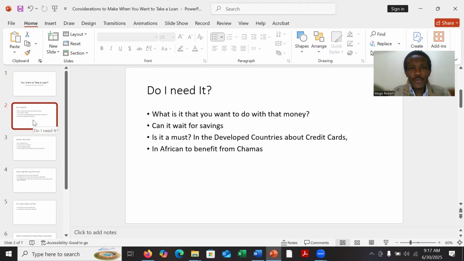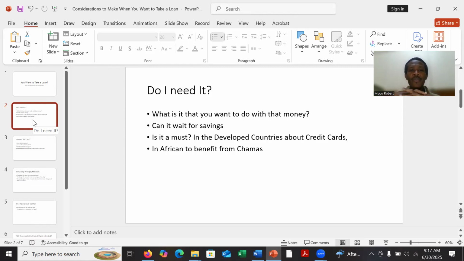When you ask yourself whether you need this loan, what is it that you want to do with this money? Are there other alternatives that are available? Whatever I want to do with this money, can it wait for my savings? Now, is it a must I take this loan?